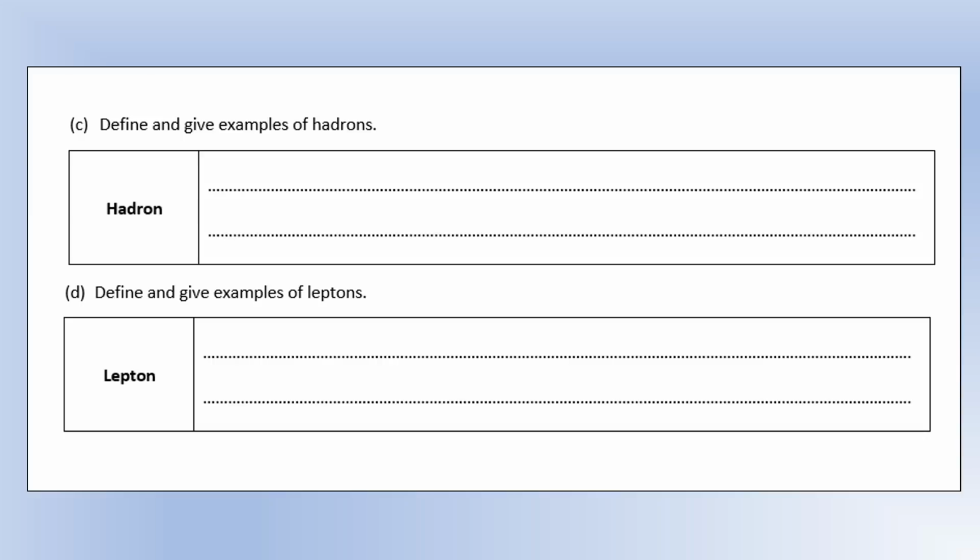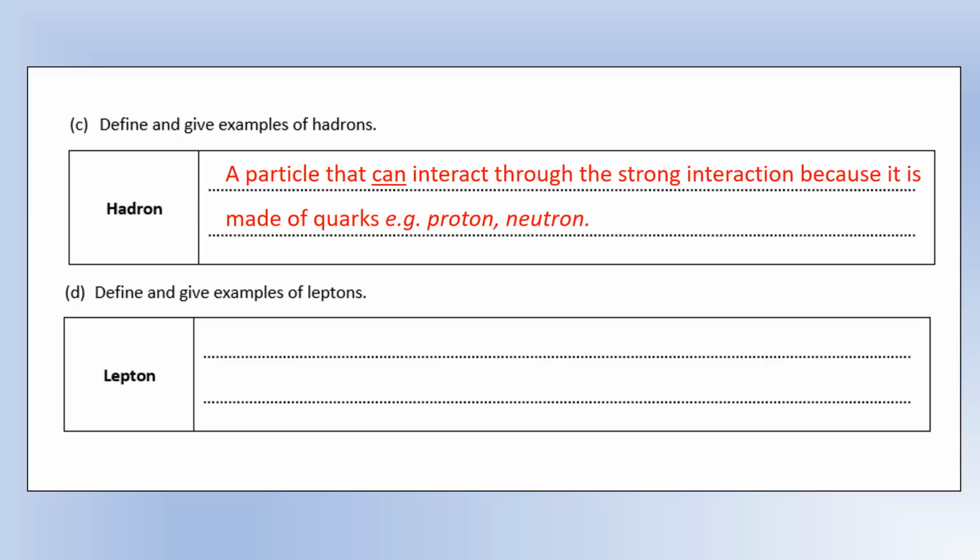The first group are called hadrons. So these are any particle that can interact through the strong force or the strong interaction. And to allow them to do that, they must be made of quarks or antiquarks. So the protons and neutrons we've come across already would be classified as hadrons.